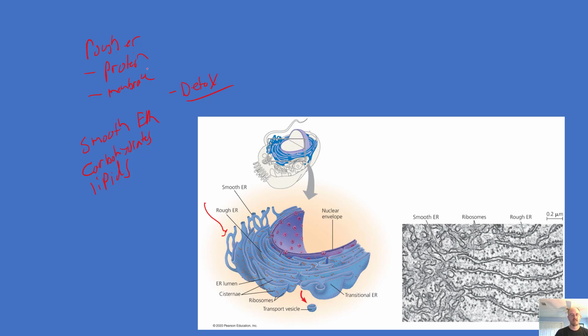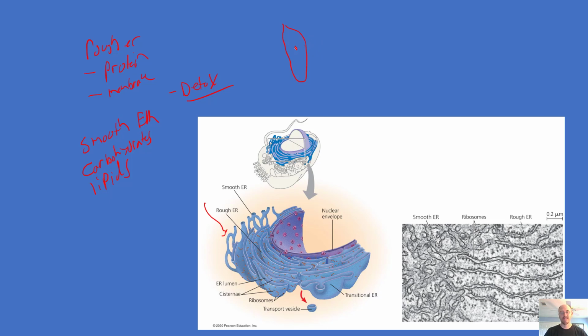So the rough ER is going to be making a lot of protein and things. What happens here is proteins are made or lipids are made here. Let's just draw a really crude ER. Here's a piece of the ER, and it makes something in here. And then this membrane is kind of like a soap bubble. Phospholipid membranes are kind of like soap in a way.